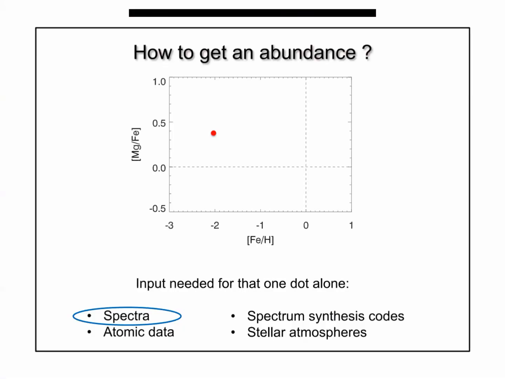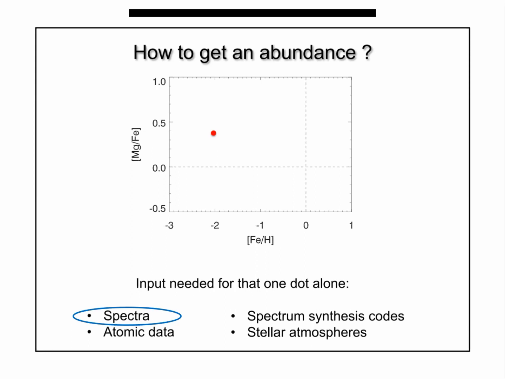If you are interested in abundances, what the stars are made of, you are typically making this kind of plot that you see here. You are comparing the abundance of some element to the abundance of hydrogen. And you have only one dot in this plot. Typically you have many dots if you have seen these plots. And there's actually a lot of work that goes into even this one dot.